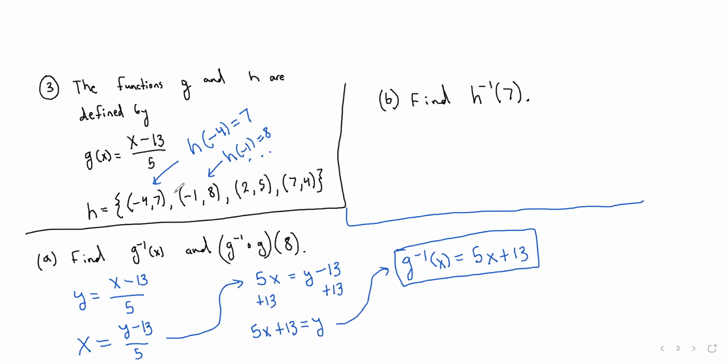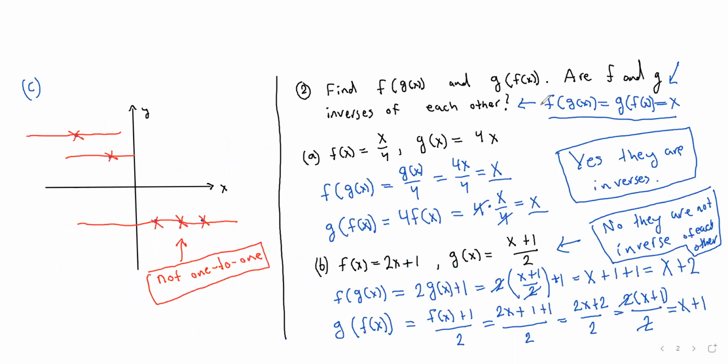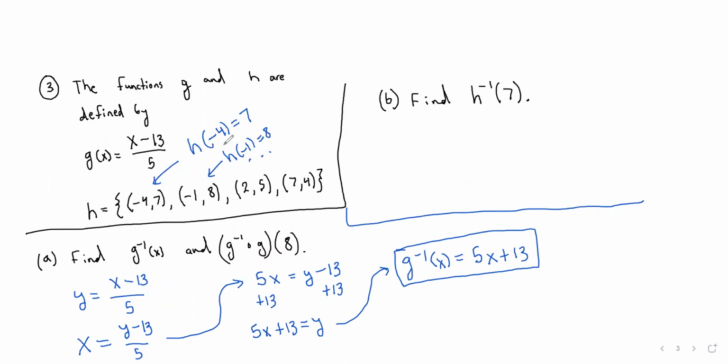They want us to find, for part B, h inverse of 7. So what we're going to do is utilize this rule here: if two functions are inverses of each other, like for example f and g, then if you take f of g of x, you just get x back. We know that h of minus 4 is 7. This is from the coordinate point minus 4, 7, which means h of minus 4 is 7.